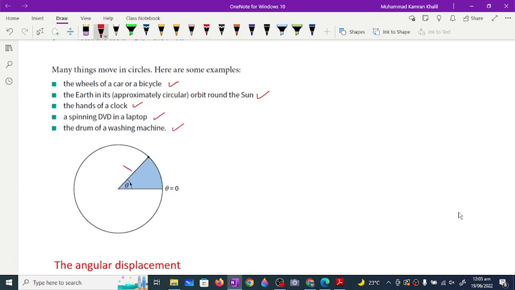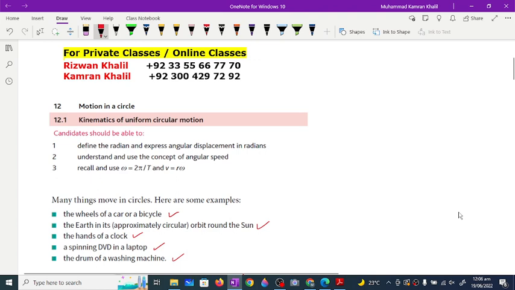Now, this particular line is the radius, and this segment from A up to B is the arc length. So S will be its arc length, and R will be its radius. Now the first thing related to the syllabus is to define the radian and express angular displacement in radians. The first thing you should know is what is meant by angular displacement.